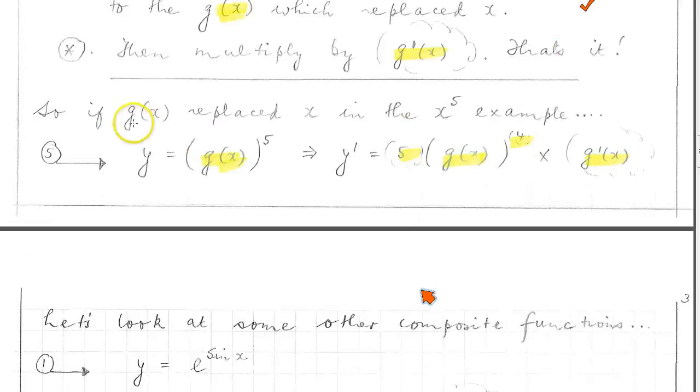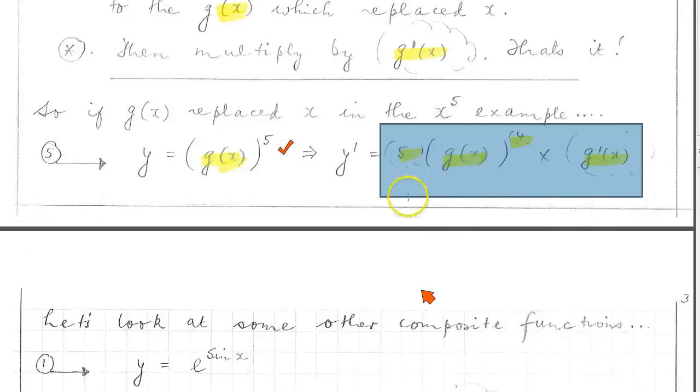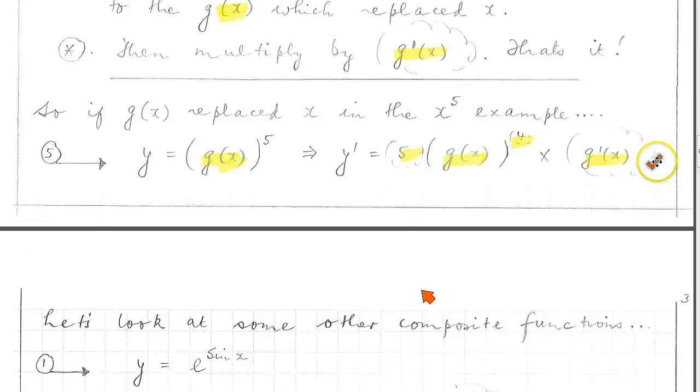I'd have y equals g of x all to the power 5. So what's y dashed? Put the 5 in front. Keep the g of x to the power 4, and multiply by the derivative of g of x, whatever it is, and let's call it g dash x. All right? So that's just using x to the power 5. Obviously, if I use x to the power 4 and x to the power 7, all power functions work in a similar way. But let's look at a few other functions as well now.